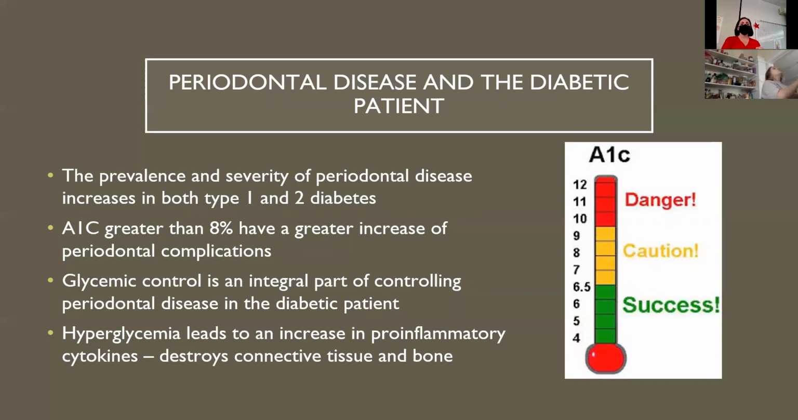Okay, so periodontal disease in diabetic patients. The prevalence and severity of periodontal disease increases in both type 1 and type 2. So it's important for them to understand this relationship and their increased risk. With an A1C greater than 8%, they have a greater risk of periodontal complications. And why do you think that is?